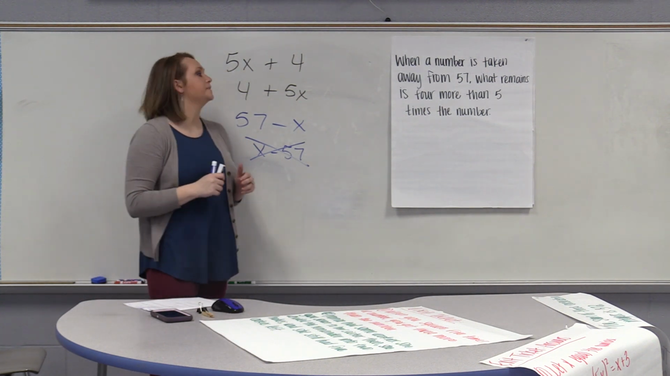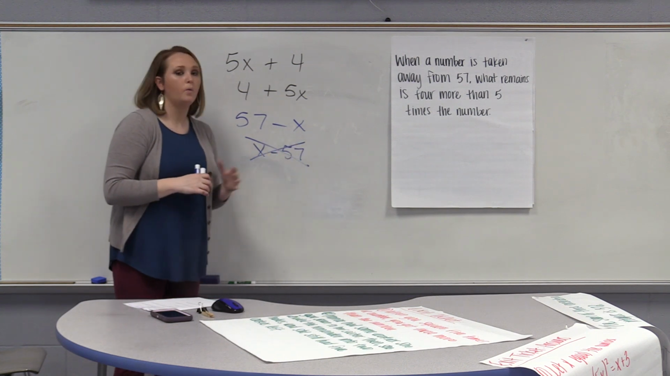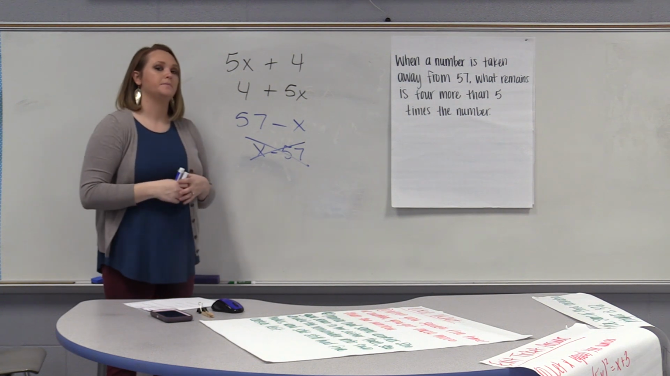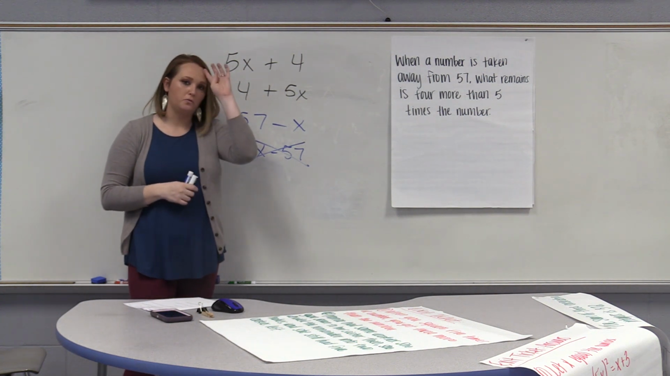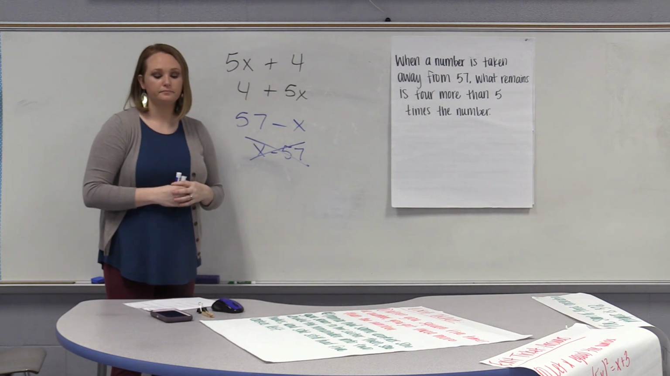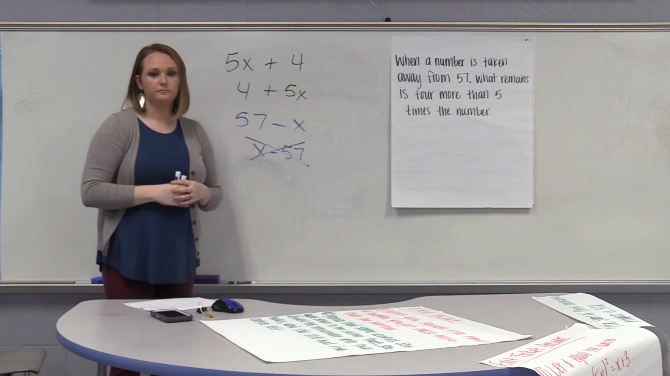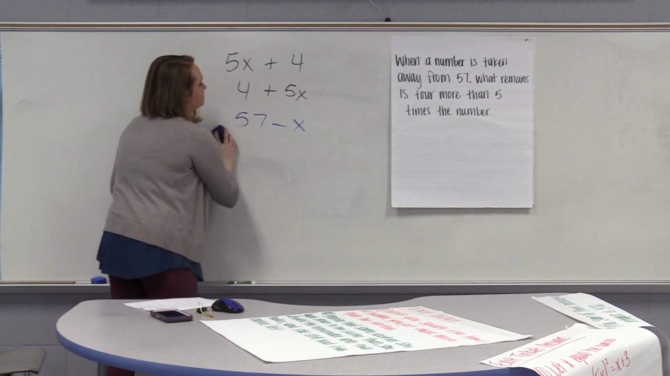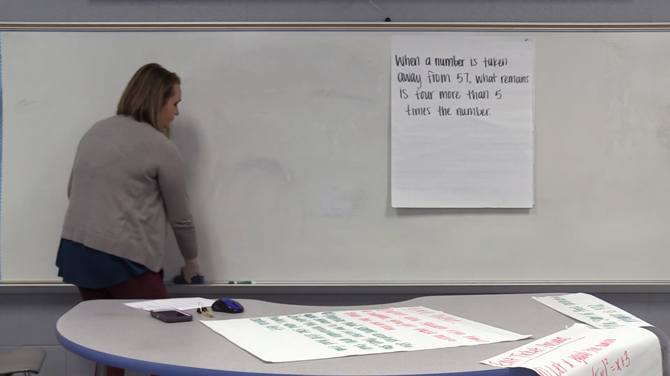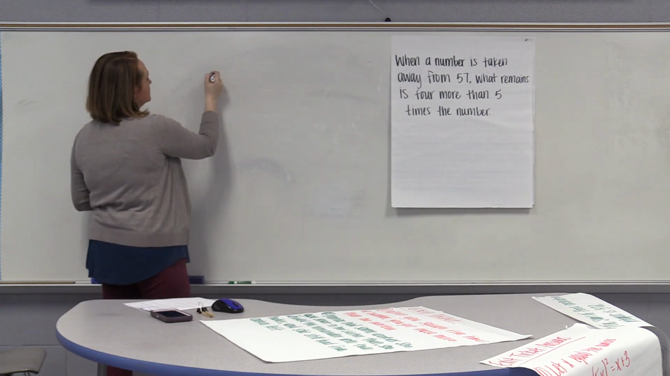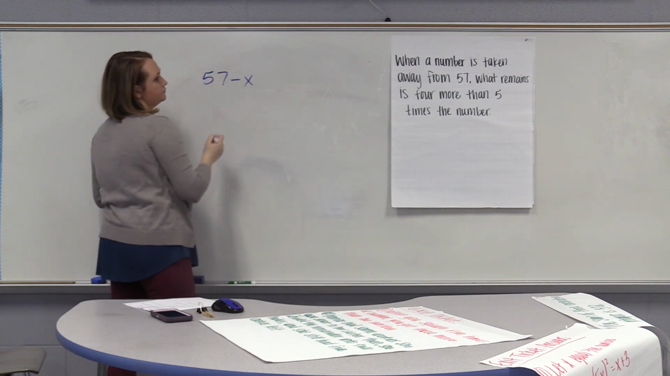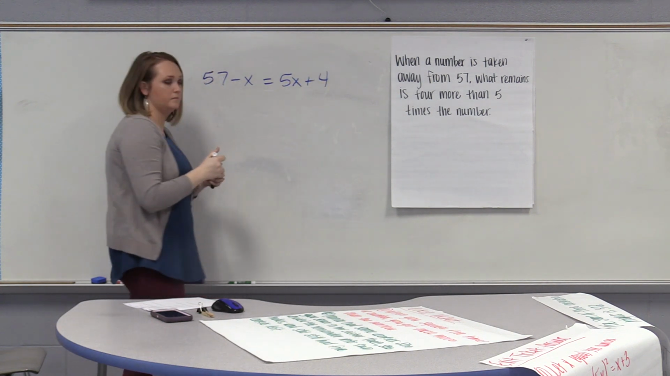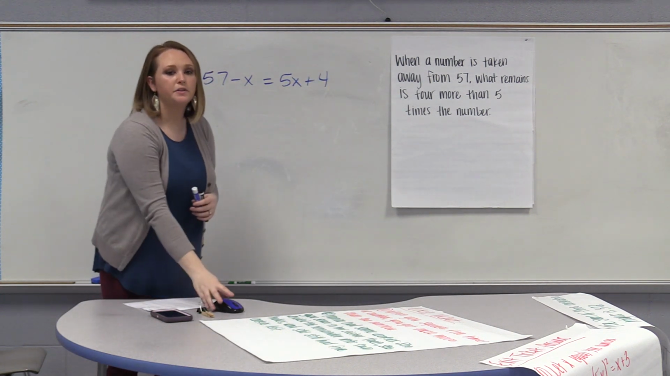All right, let's put the whole statement together. When a number is taken away from 57, what remains is 4 more than 5 times the number. Try to write that statement on your own. Did your answer look something like this? Great. Let's move on to example 3.